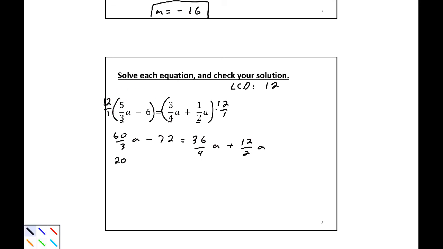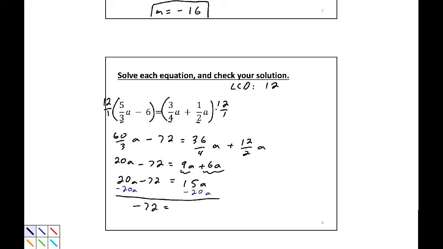Simplifying that, we have 20a minus 72 equals 9a plus 6a. On the right side, we can combine these two to be 15a. 20a minus 72. Now we can subtract 20a. So we have minus 72 equals minus 5a, and then dividing by minus 5, that will be a positive 72/5. Again, check as often as you can.